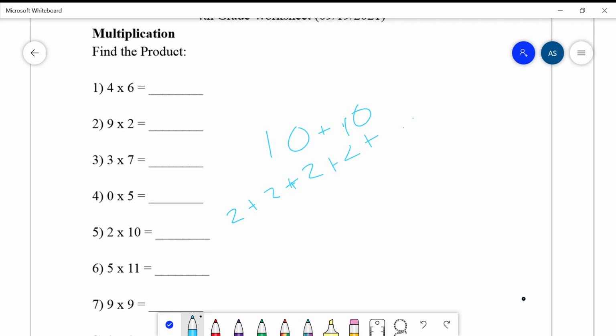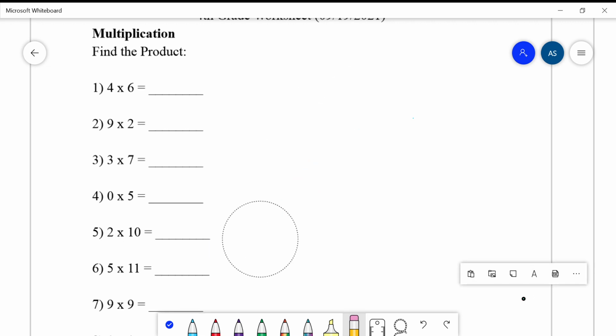And so on and so forth, 10 of them. 10 of these, right? And so if you look at this, 10 plus 10 is 20. And 2 plus 2 plus 2 plus 2 plus 2, 10 times, will also be equal to 20, right?